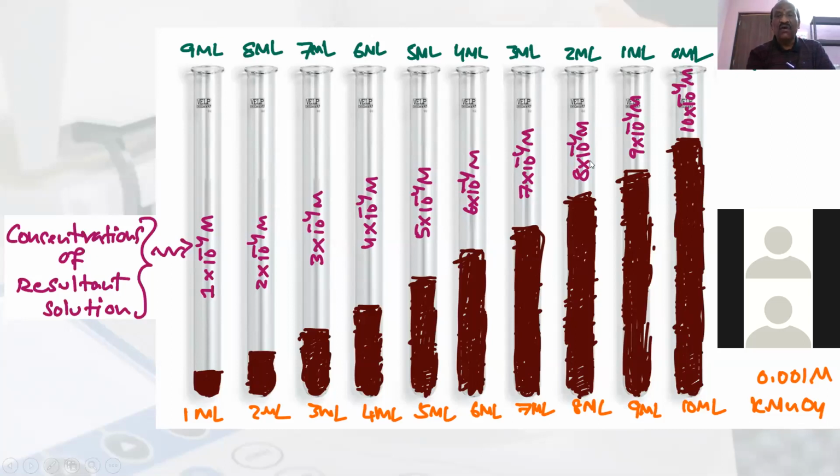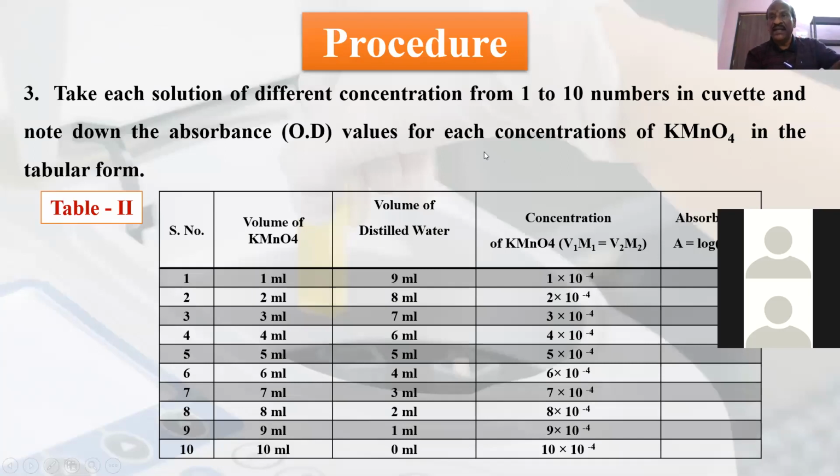If you put this solution in that particular slot, then it will give you a reading, see here. Take each solution of different concentration from 1 to 10 in the cuvette and note down the absorption value for the concentration of KMnO4 in tabular form. Here you see the first concentration we will take like this. This solution we will take in the cuvette and put in the slot, and then we will get the optical density or absorption value. That value we can write here. Have you followed or not?